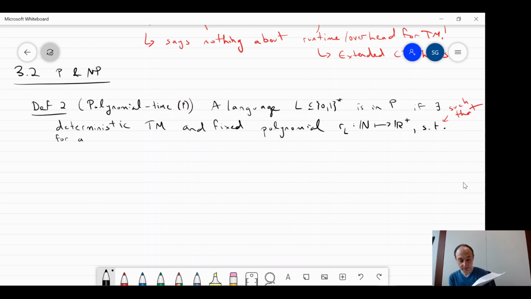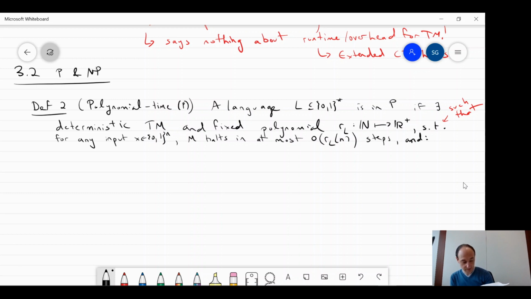for any input x, say an n-bit input, M halts in at most order R_L of n steps. So it runs in time polynomial in the input size.